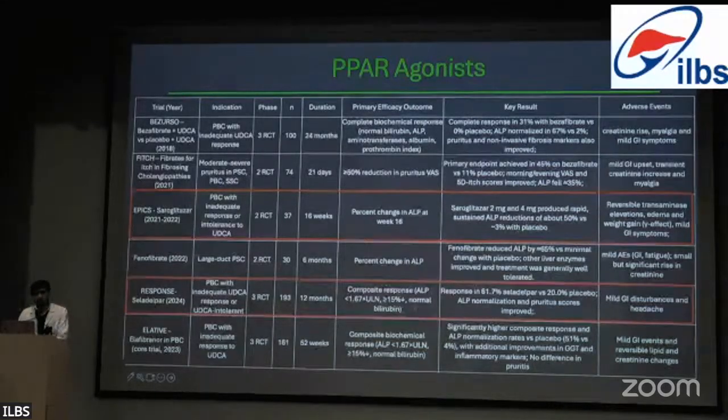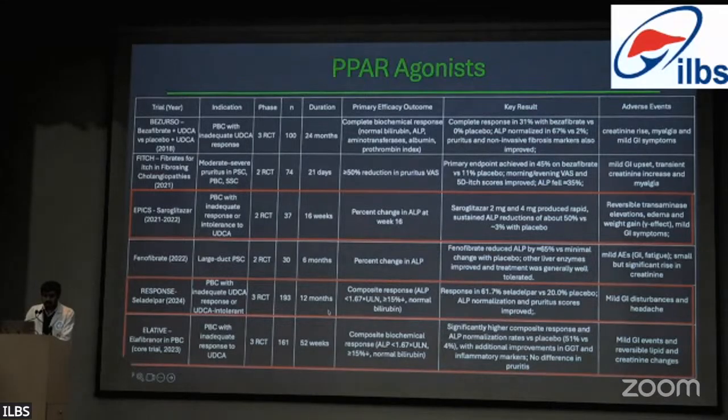Apart from that, there is the RESPONSE trial, which was conducted in 2024, which evaluated seladelpar in patients of PBC who had an inadequate response or non-response or were intolerant to UDCA. This drug was given for 12 months, and they found that with seladelpar, the response rates were as high as 61% as compared to 20% in placebo. ALP normalization and pruritus also improved in this population. Based on this, seladelpar received FDA approval in 2024.